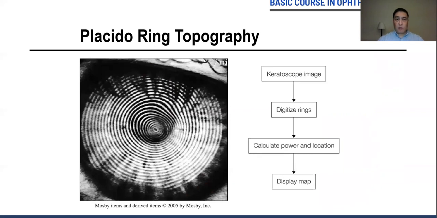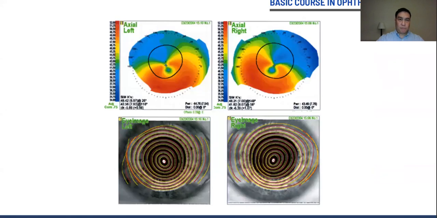So how does it work? You have a keratoscope image, wherein the machine will digitize the rings, it will calculate power and location, and it will display a map like this. Here you'll see obviously a corneal ectasia, like a pellucid marginal degeneration, and you can see how it correlates with the Placido ring images below the maps.